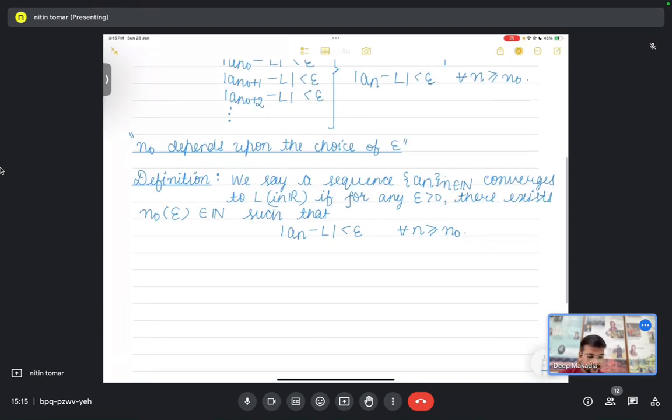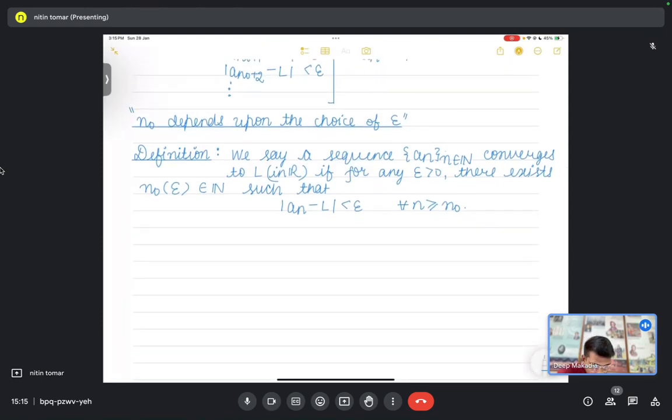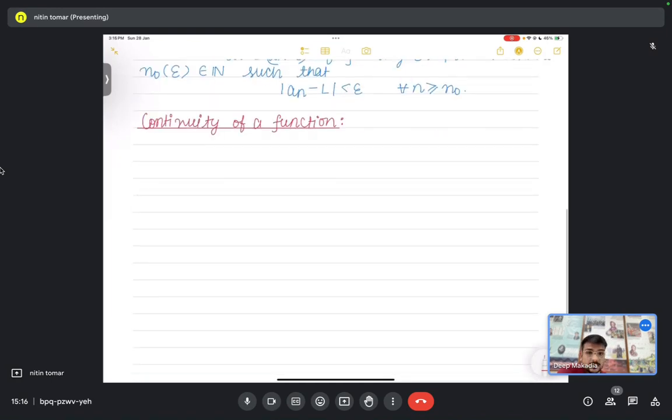Okay. Now, once we have convergence, assuming that there is no doubt, the next important step in learning numerical analysis is the continuity of a function. I will again pose a question. Let A be a subset of R, and let F be a function.